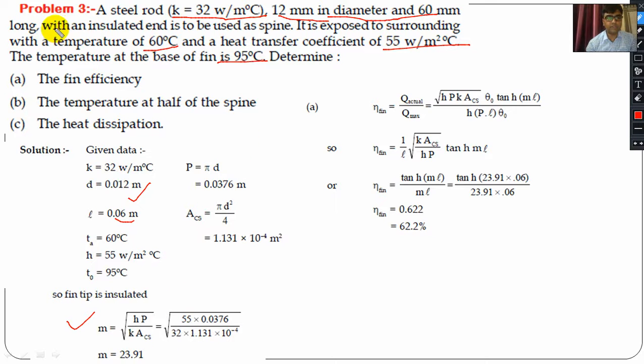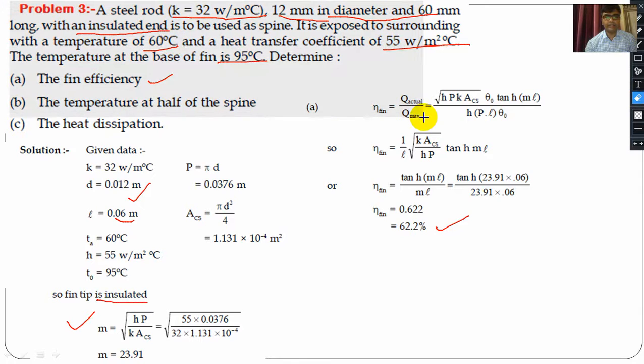Now if you observe this problem, it is clearly mentioned that it is with an insulated end. That means it's a finite fin problem with insulated tip. So you use the insulated tip concept. First part is to evaluate the fin efficiency. It's Q actual upon Q maximum, evaluated by square root of hp kcs theta naught tanh mL over hpL theta naught. So just put all those values, you easily evaluate the efficiency, which comes 62.2%.